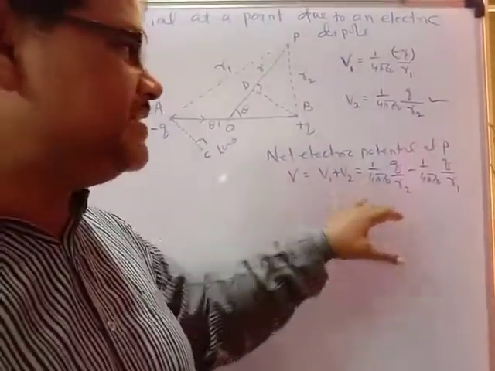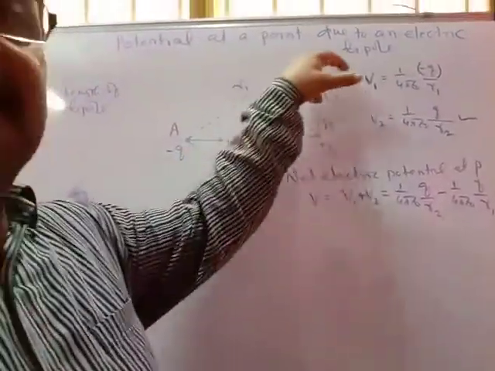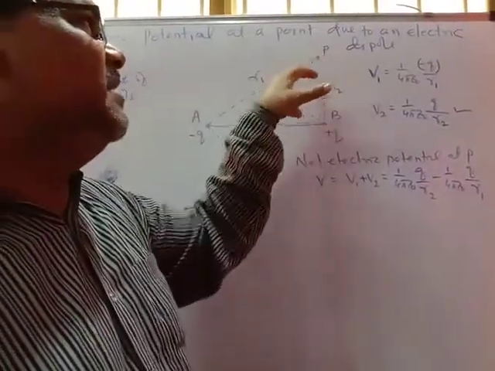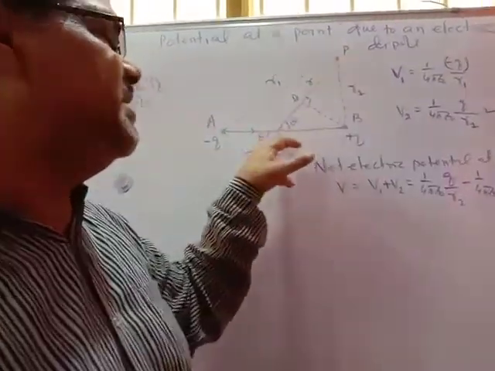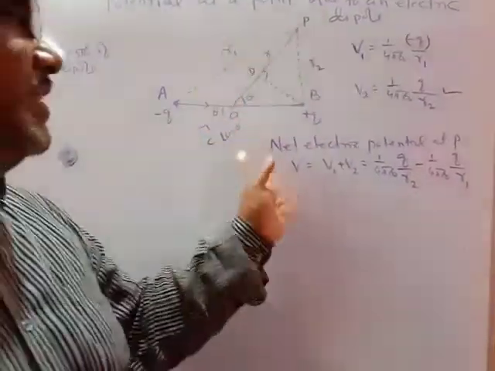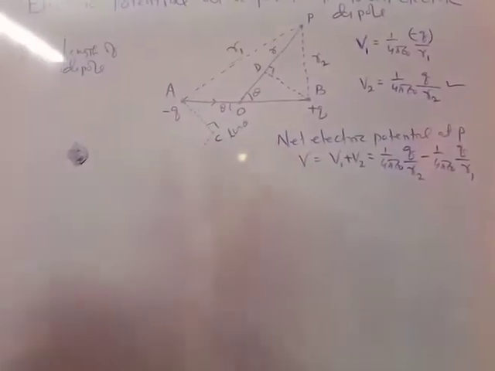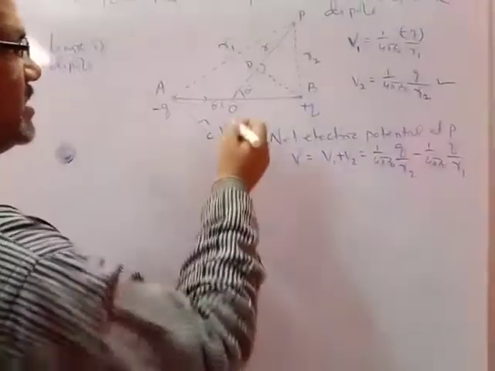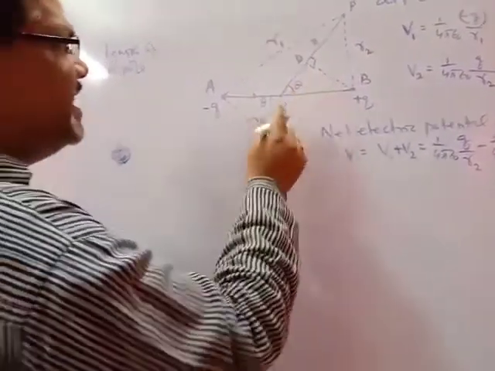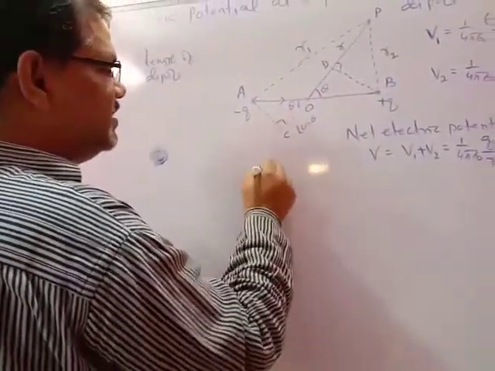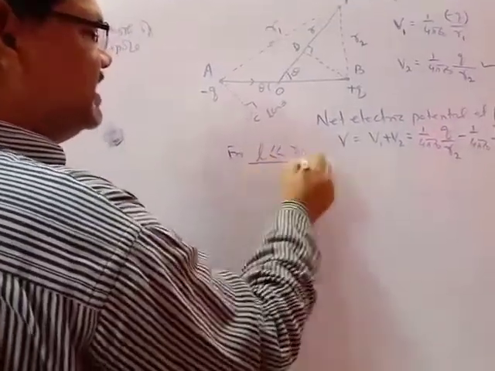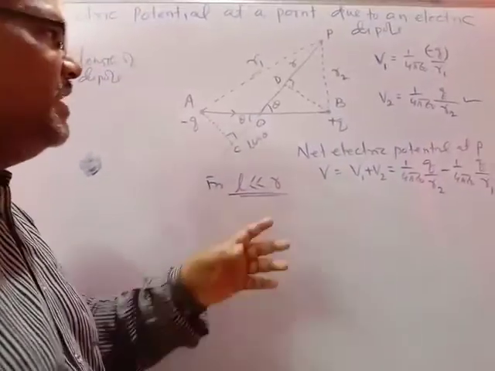We have to bring this relation in terms of r, because r is the distance of the point P from the center of the dipole. So let us find out how r is related with V. Here, because the length of the dipole is very small, l is very, very small compared to r. In this case, what will happen? l is very, very small compared to r.